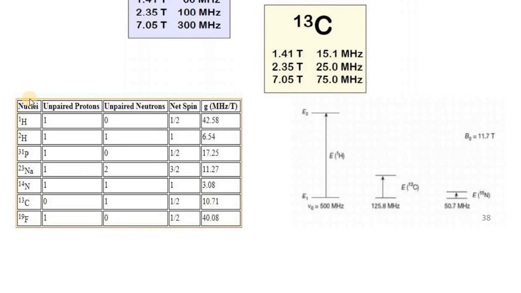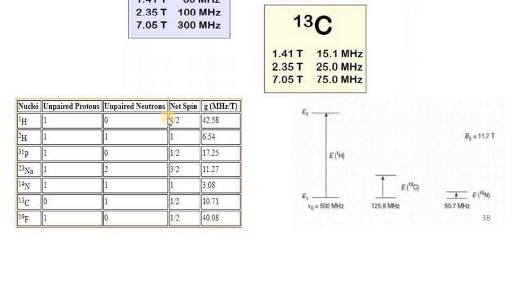So this is for the various nuclei for which the NMR spectrum can be obtained: hydrogen, deuterium, phosphorus 31, sodium 23, nitrogen 14, carbon 13, fluorine 19. For these there are different numbers of unpaired protons and unpaired neutrons, so the net spins are these, and this is a half integral multiple, which we are doing, that is proton.